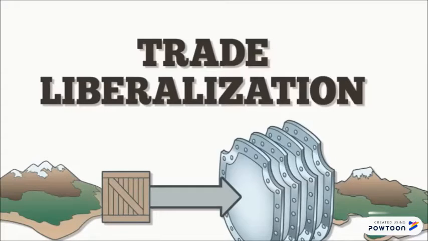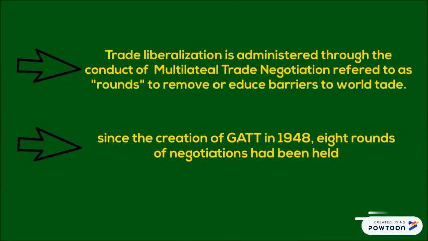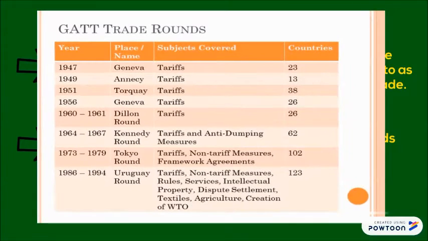Trade liberalization. Trade liberalization is administered through the conduct of multilateral trade negotiations referred to as rounds to remove or reduce barriers to world trade. Since the creation of GATT in 1948, 8 rounds of negotiations have been held, as seen in the picture.